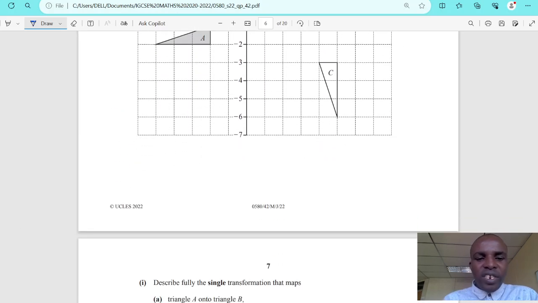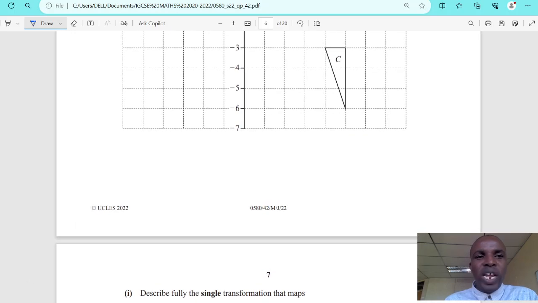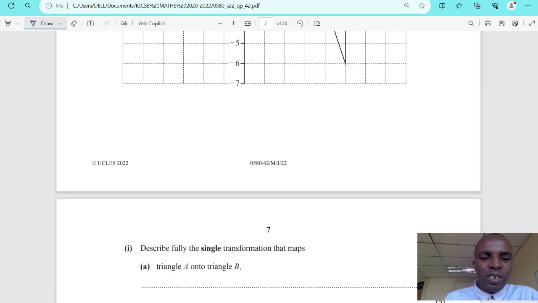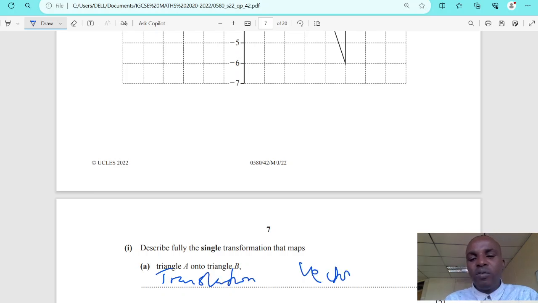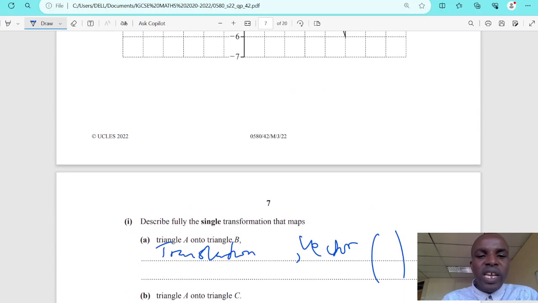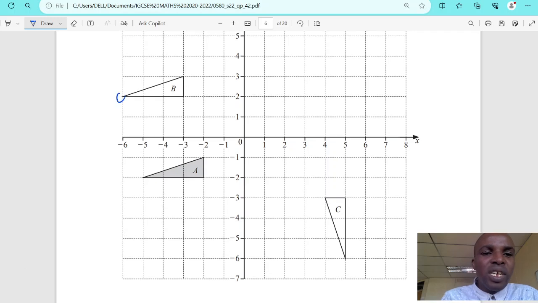They say describe fully the single transformation that maps triangle A onto triangle B. A onto B. Size the same. Direction the same. This is a translation. So write translation. Then on translation, you want the vector of translation. You find the vector. I say image point minus original point. So it's A onto B. B is the image. I can take this point and this point.